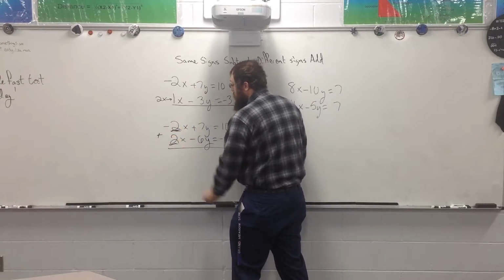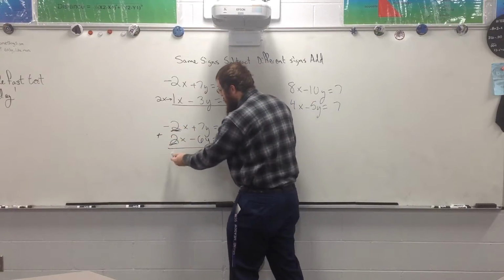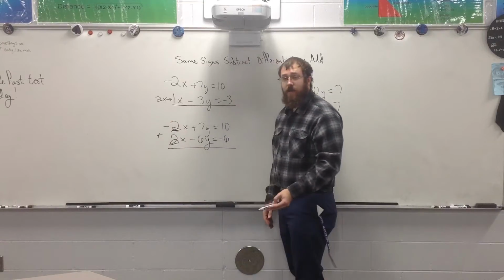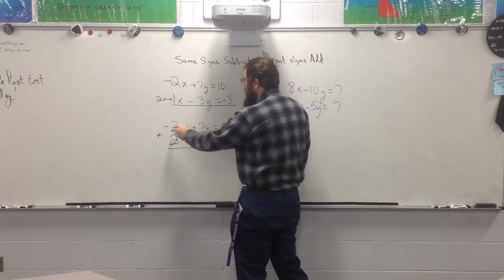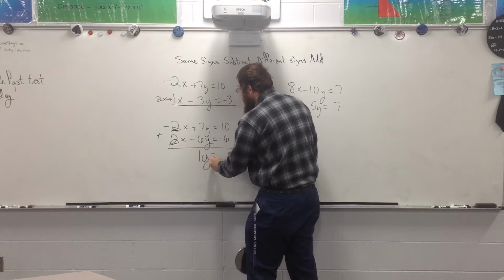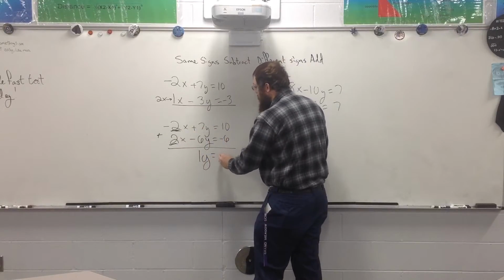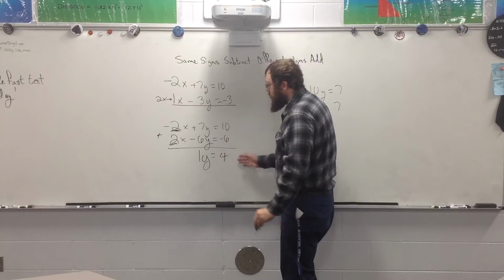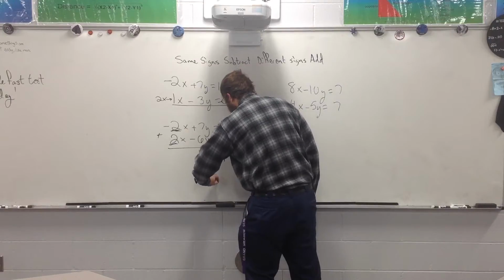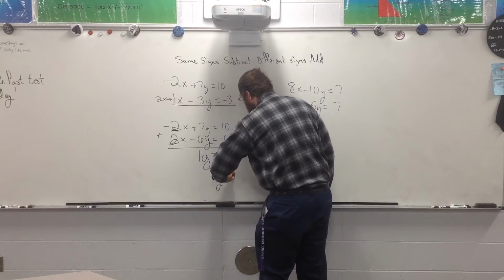Negative 2x plus 2x is 0x. You can write that down or just leave it out of the problem. Those x's are gone. They've been eliminated. 7y plus negative 6y is 1y, and 10 plus negative 6 is 4. So we now know that y is 4. That doesn't complete our problem, but it gives us the y value.